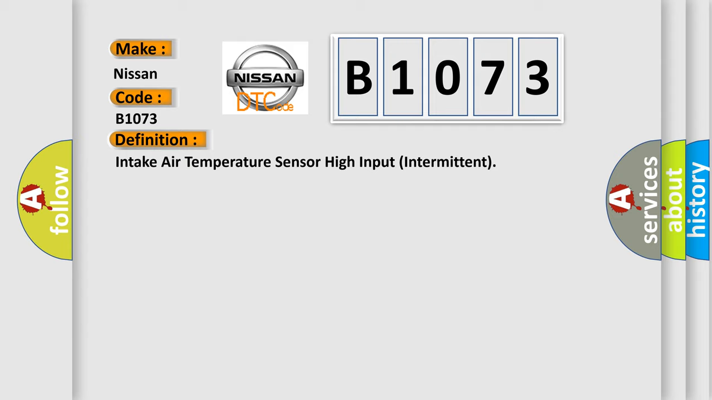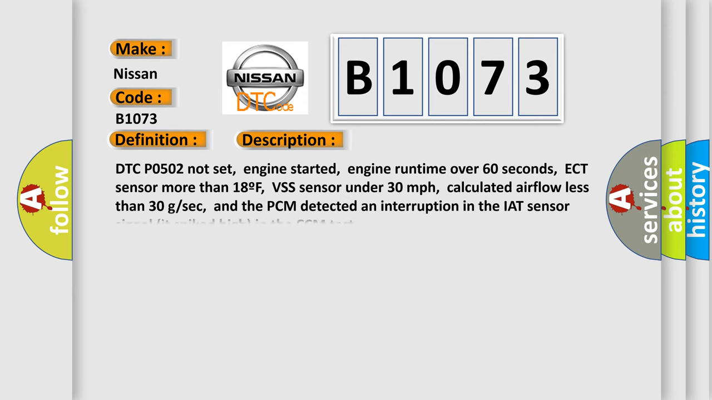And now this is a short description of this DTC code. DTC P0502 not set, engine started, engine runtime over 60 seconds, ECT sensor more than 18F, VSS sensor under 30 miles per hour, calculated airflow less than 30 g/s, and the PCM detected an interruption in the IAT sensor signal, it spiked high in the CCM test.